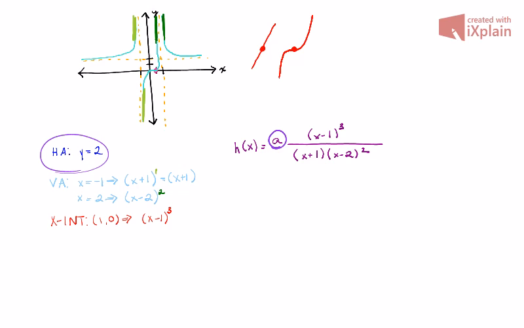And take a look. So the degree in the numerator is a 3, and the degree in the denominator is a 1 plus a 2, or a 3. So that means that my compression or stretch factor is actually going to be that horizontal asymptote. So my final solution is going to be h of x is equal to 2 times x minus 1 cubed all over x plus 1 times x minus 2 squared.